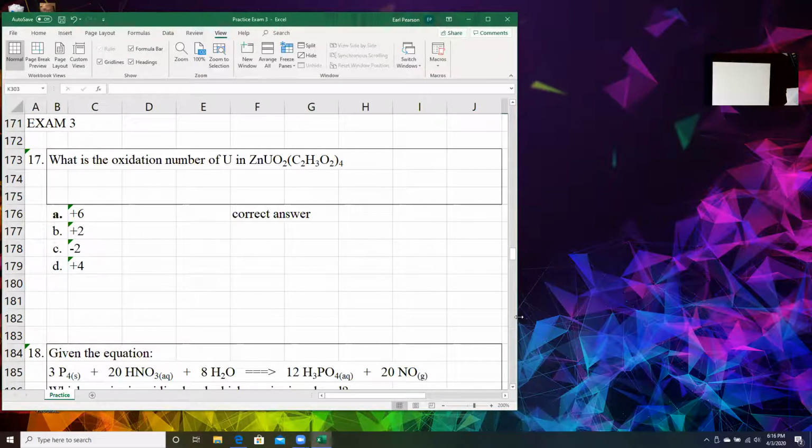All right, so number 17. What is the oxidation number of uranium in zinc uranyl acetate? So it's zinc, UO2, C2H3O2, and there's 4 of those in this compound, zinc uranyl acetate.